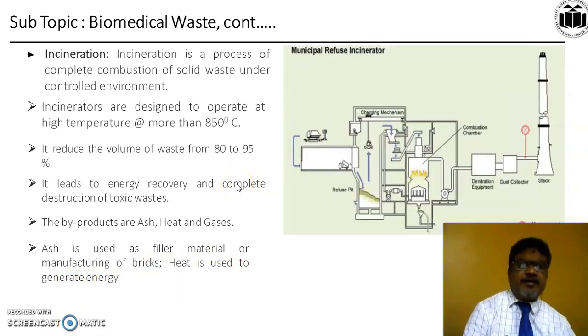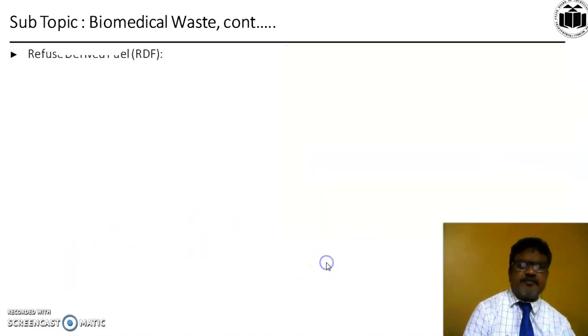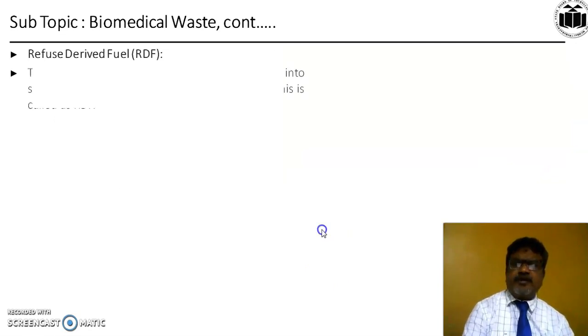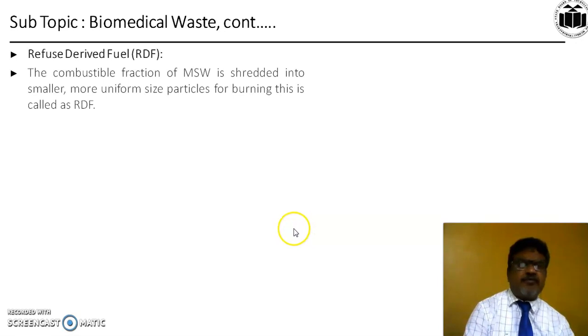So this is the schematic diagram of the municipal incinerator where the solid waste is completely combusted at very high temperature and the byproducts as ash, heat and gases are generated through this incineration. So next type of method of management of solid waste is refuse derived fuel, RDF.